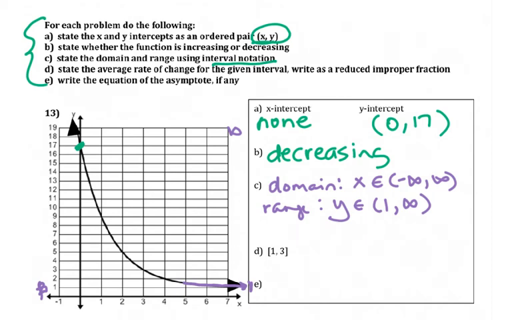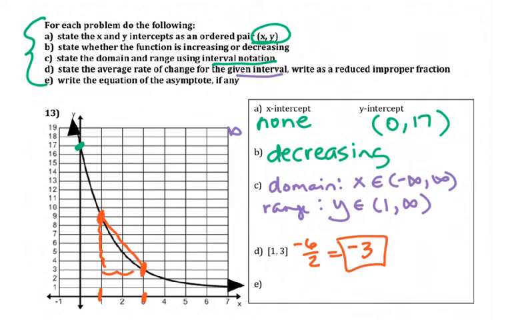Okay, D, it says state the average rate of change for the given interval, written as a reduced improper fraction. The interval I'm interested in is from 1 to 3. Again, these are always on the x-axis, from 1 to 3. I'm interested in where the graph starts and where it ends and what the rate of change is for that. So I'm going to go down 1, 2, 3, 4, 5, 6, and over 2. Down 6 over 2, which reduces to -3.